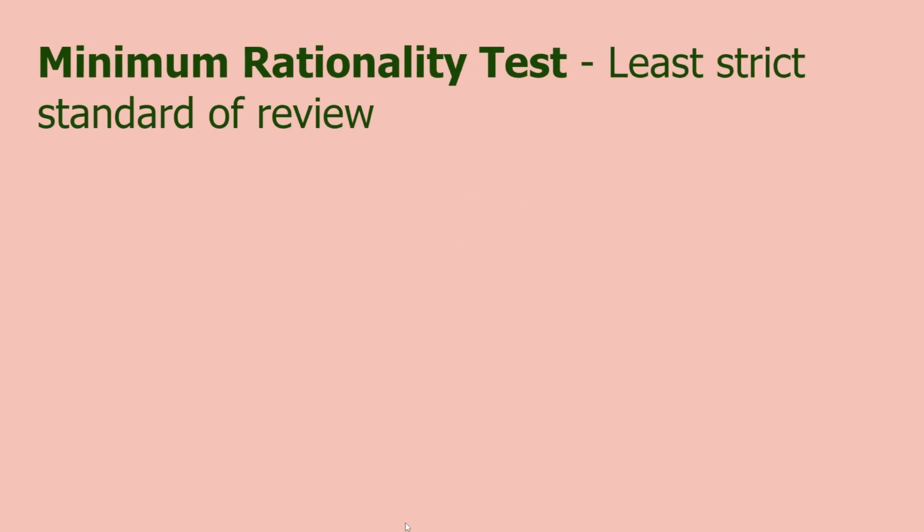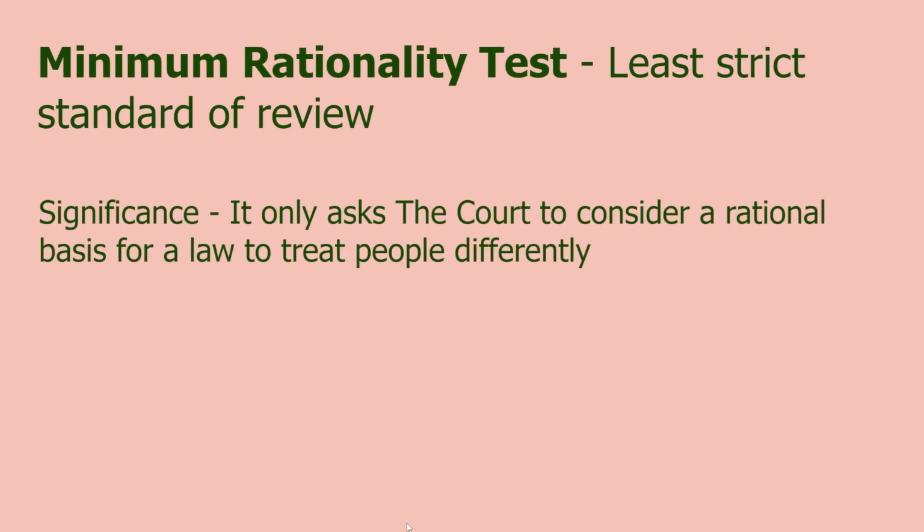Minimum rationality test: the least strict standard of review. It only asks the court to consider a rational basis for a law to treat people differently. For example, back to what I said earlier, when you have something like age, it makes sense in certain laws to treat people of different ages differently. Think of the most obvious thing, like the age of consent. It makes sense why the age of consent has to be a certain age, and not everyone has the same power under the law to give consent.